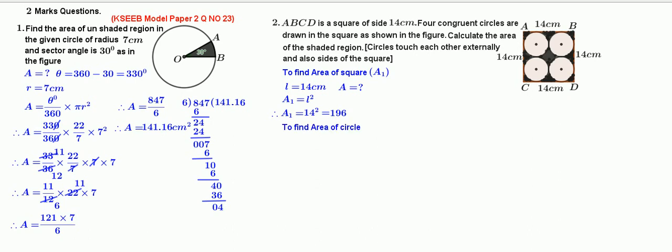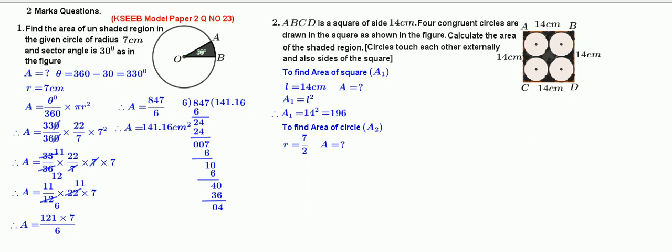To find the area of one circle, that is A2. Here the radius of the circle is equal to 7 by 2 centimeter, because observe here, each side of the square is 14 centimeter. Therefore, the diameter of each circle is equal to 7 centimeter, and hence the radius of each circle is equal to 7 by 2 centimeter. A is equal to question mark.